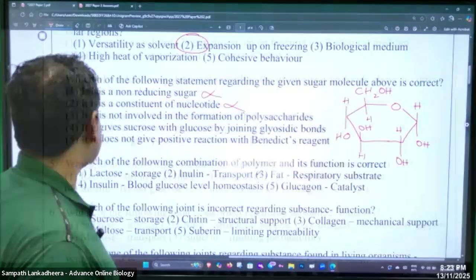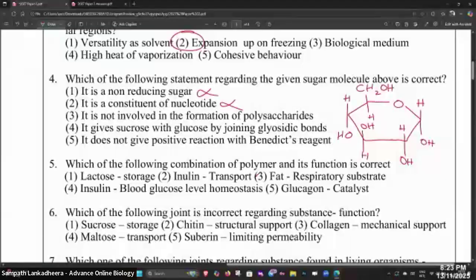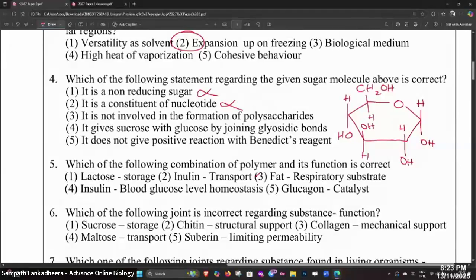And then, it is involved in the formation of polysaccharide? Not involved, wrong statement. Gives sucrose with glucose by joining with a glycosidic bond. That is correct. And then, does not give a positive reaction with Benedict reagent. That is also wrong. So we got the answer here. Fourth one is the answer.